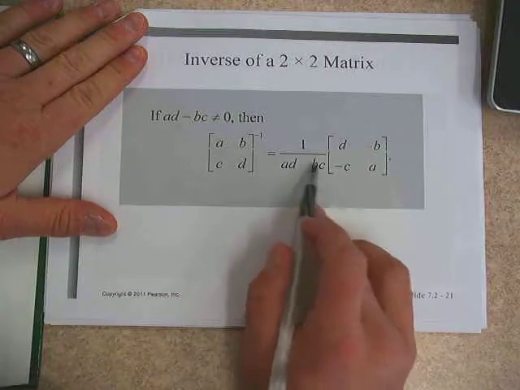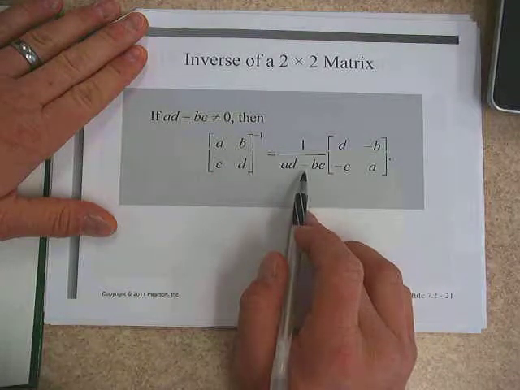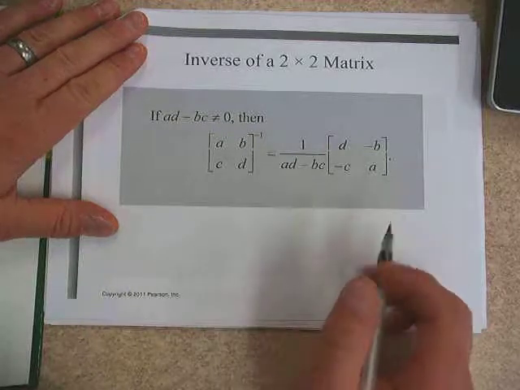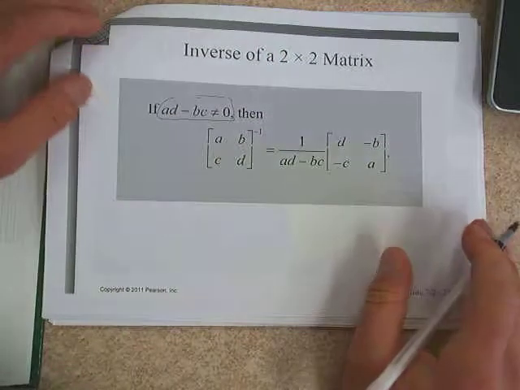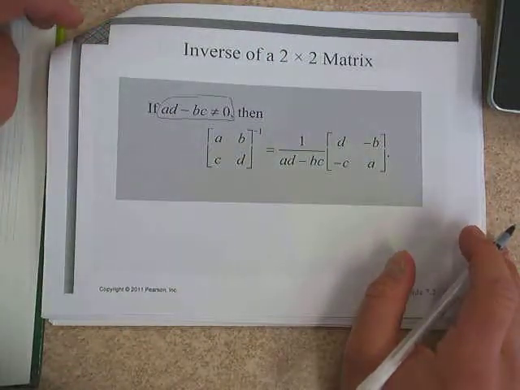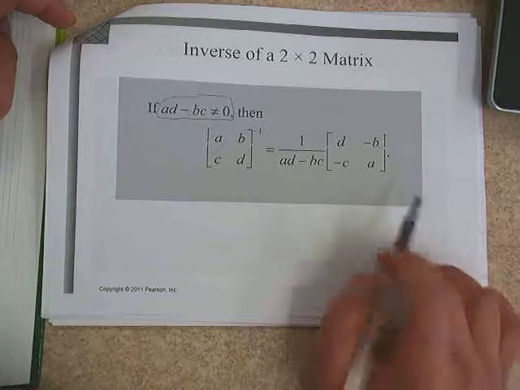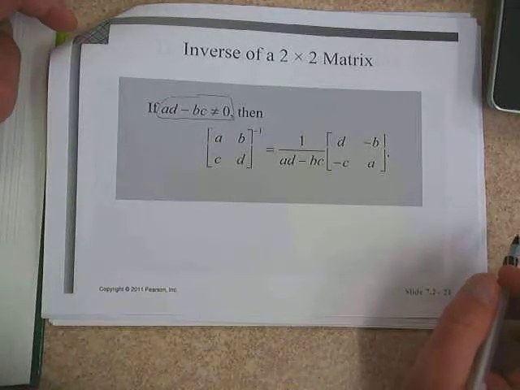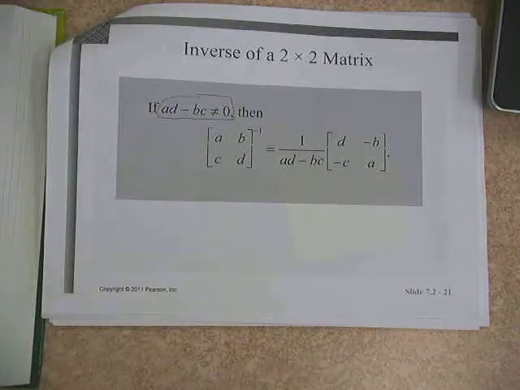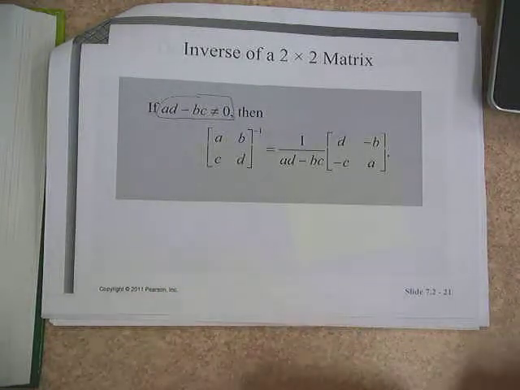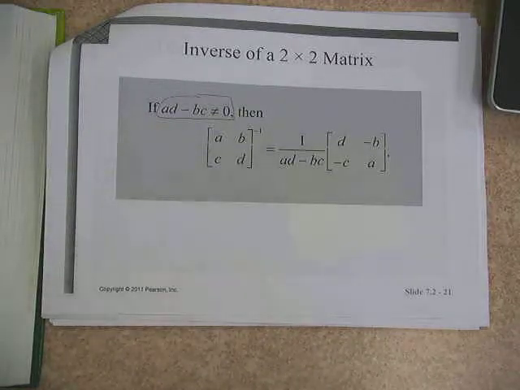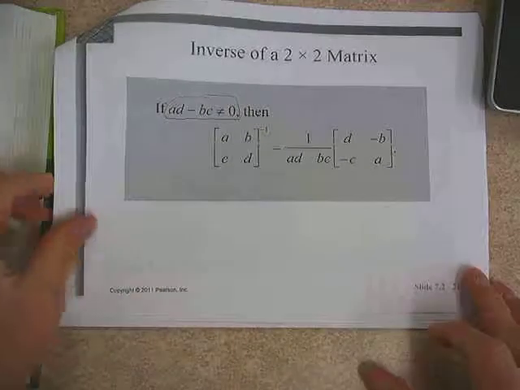And notice one stipulation here is that AD minus BC cannot equal 0, because if it was 0, it would be on the bottom of 1, which is not okay. This quantity is what we call the determinant of the matrix. That cannot be 0. If the determinant is 0, then there's not going to be an inverse matrix. So with that said, do all matrices have inverses? No. If I find one that has a determinant of 0, then there is no inverse.